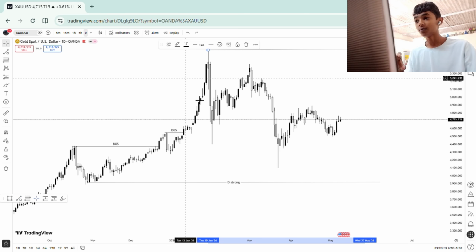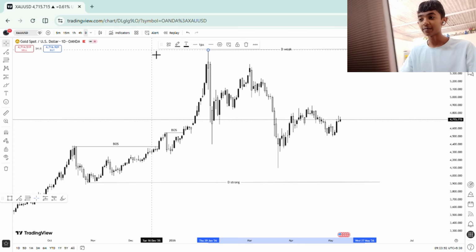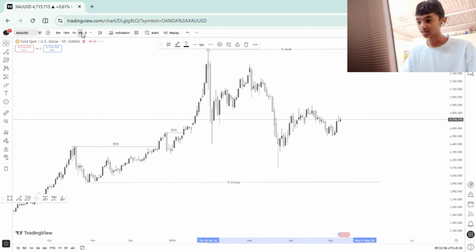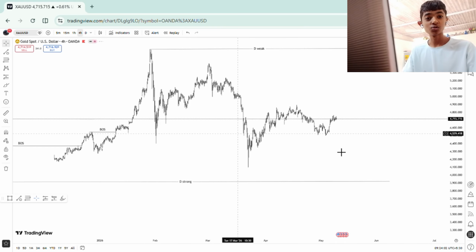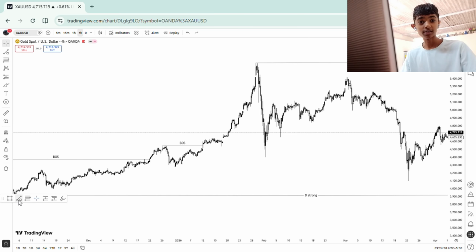Now we will shift down to the 4-hour time frame and mark up our 4-hour swing and internal range. So the internal range of the daily time frame is known as the 4-hour swing range. That's the logic. Understand that.